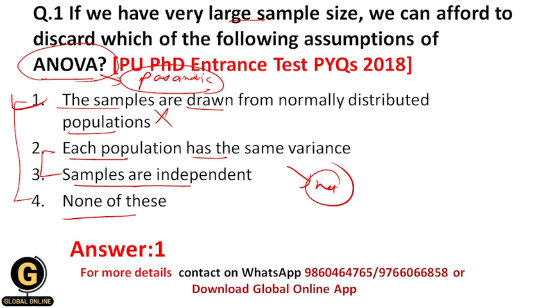Are you getting? That's why here your correct answer should be what? 1. Okay, we can afford to discard this assumption. It is better to discard this assumption, right? Because it is going to be violated. All of you getting? That's why this is your correct answer.